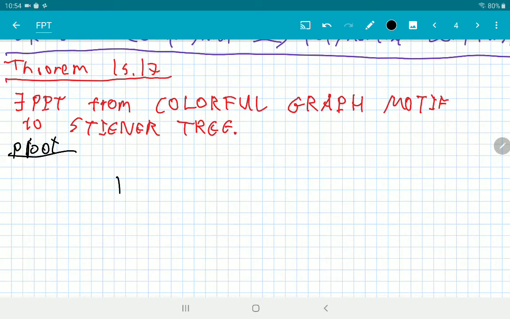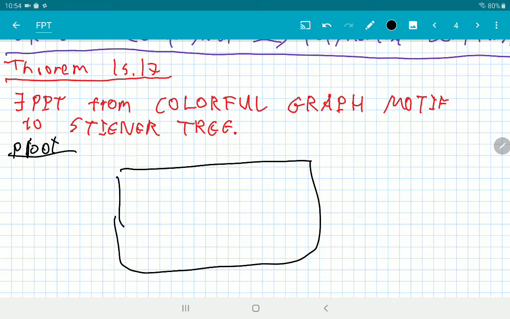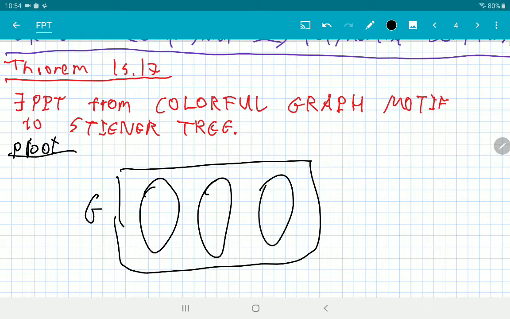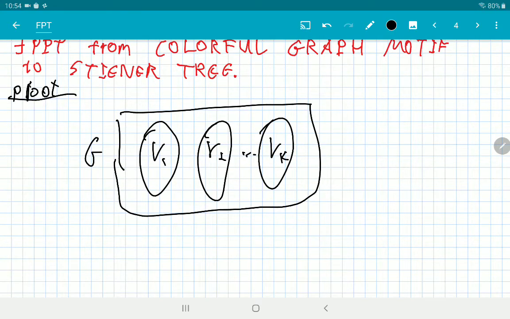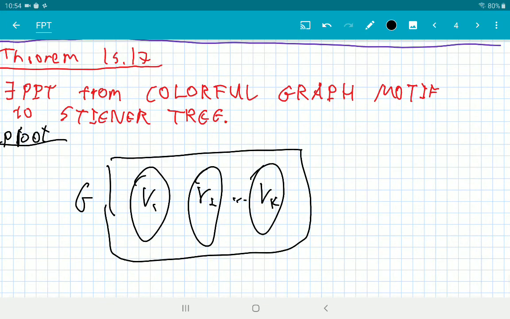The idea is the following. You give me an instance of colorful graph motif. So the vertices are already colored. Let's put them in groups V1, V2 to Vk. And essentially what the question originally asked is, is there a connected subgraph that has exactly one vertex from each one of the groups?